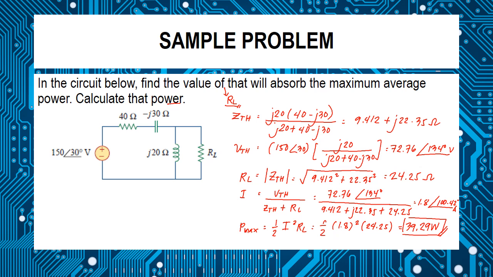So by voltage divider again, we will be solving the VTH. That's equal to our voltage, 150 angle 30, multiplied by J20 all over J20 plus 40 minus J30. And this is equal to 72.76 angle 134 degrees volts.